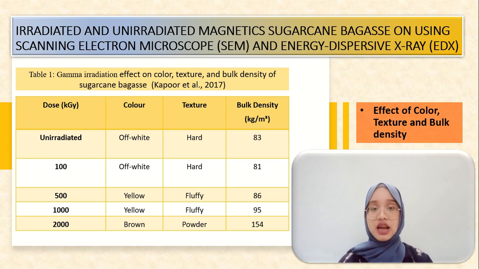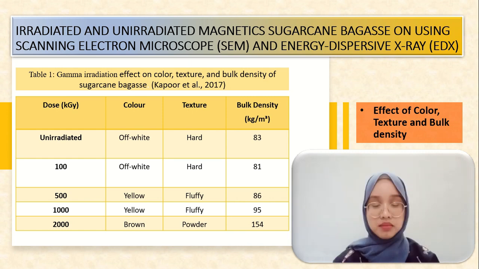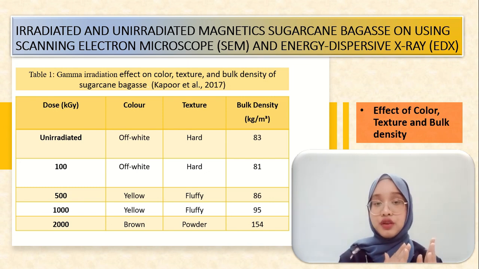When the irradiation dose is raised to 500 kg, the color transforms to yellow, while brown at 2000 kg. At 500 kg doses, the unirradiated sugarcane bagasse texture was hard and then fluffy when it comes to 500 kg and 1000 kg. While at larger doses, 2000 kg, it was entirely disintegrated into a powder mixture. This statement by CoFe₂O₄ et al. 2017. Besides that, the bulk density of unirradiated sugarcane bagasse was quantified at 83 kg per meter cube, which modified to 154 kg per meter cube at 2000 kg.